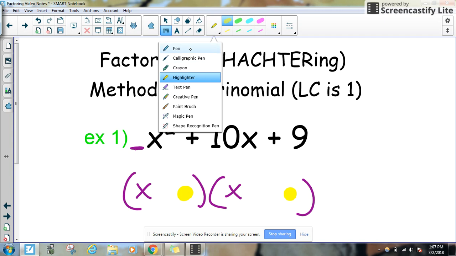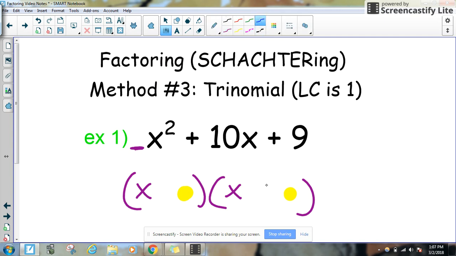So like we talked about last time, the two numbers that go here and here, they need to multiply to give you 9, and they need to add to give you 10. Now let's be strategic about the signs here. This is a plus sign, which means the two numbers have to multiply to give you a positive number. That means the two numbers must be positive or negative, because they have to multiply to give you a positive.